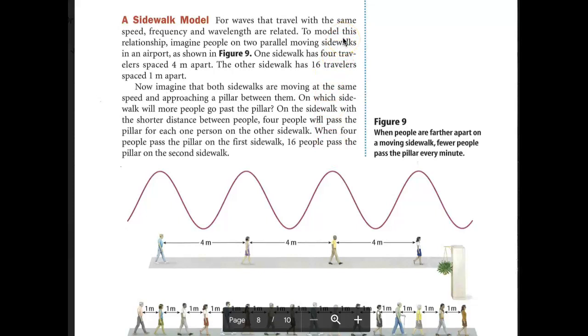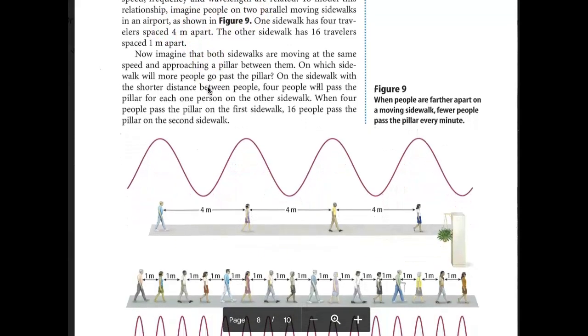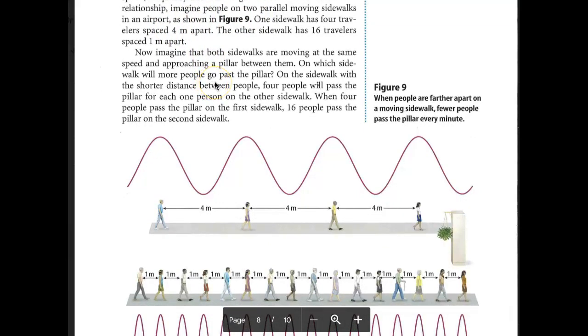To model this relationship, imagine people on two parallel moving sidewalks at an airport. One sidewalk has 4 travelers spaced 4 meters apart. The other sidewalk has 16 travelers spaced 1 meter apart. Now imagine both sidewalks are moving at the same speed and approaching a pillar between them. On which sidewalk will more people go past the pillar? On the sidewalk with the shorter distance between the people, 4 people will pass the pillar for each 1 person on the other one.